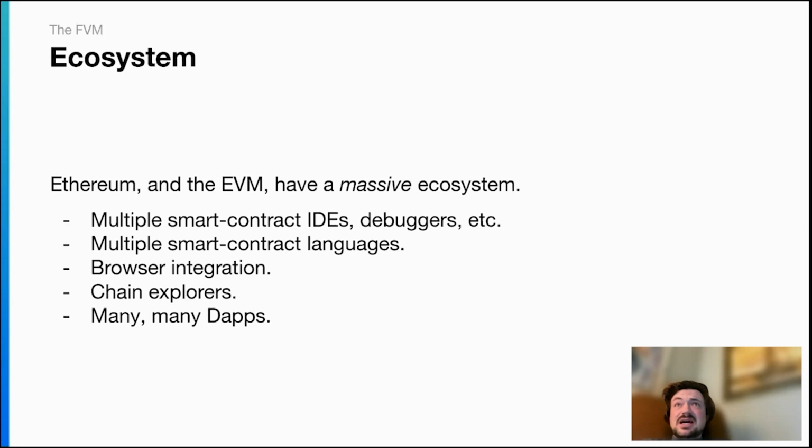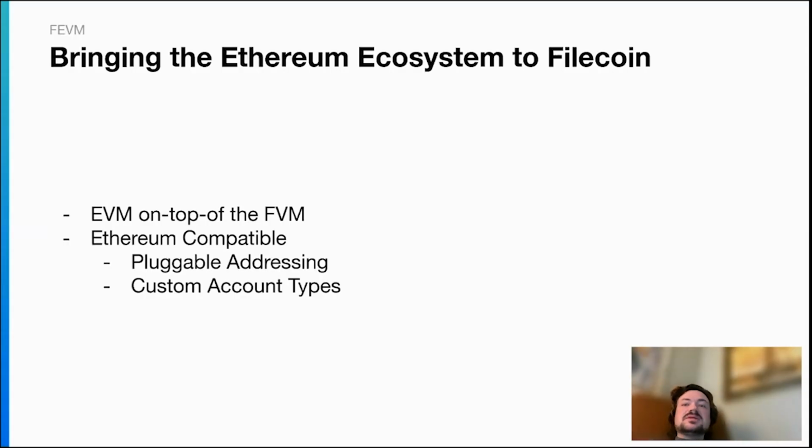Building this out is very time consuming and requires a lot of money, a lot of people, and a lot of community engagement. And we don't really have time for this. So this is where FEVM comes in. The idea of FEVM is to bring this entire ecosystem to the FVM. So we're implementing the EVM on top of the FVM, along with a bunch of tooling and Ethereum concepts, so that we can take things that have already been built in the Ethereum ecosystem and make them work in Filecoin.